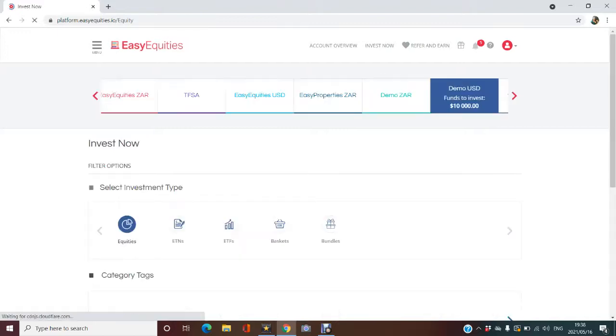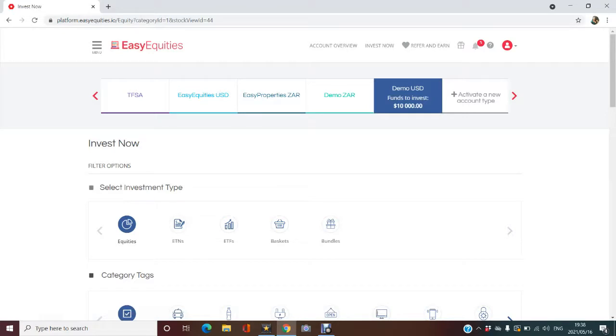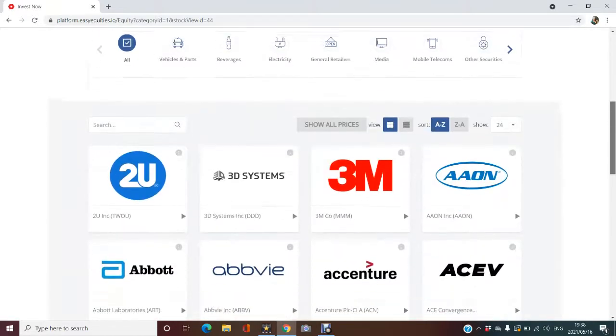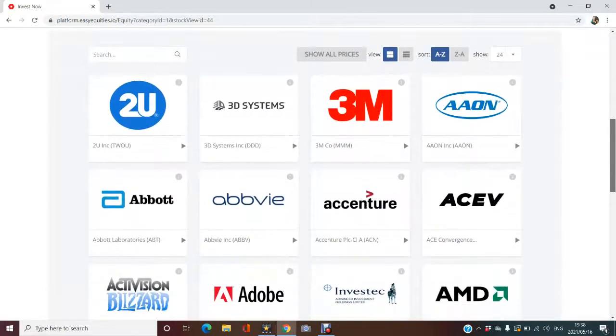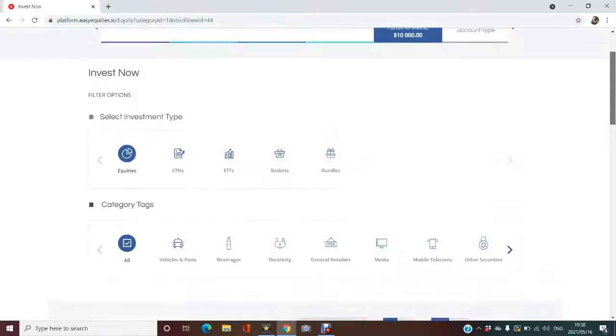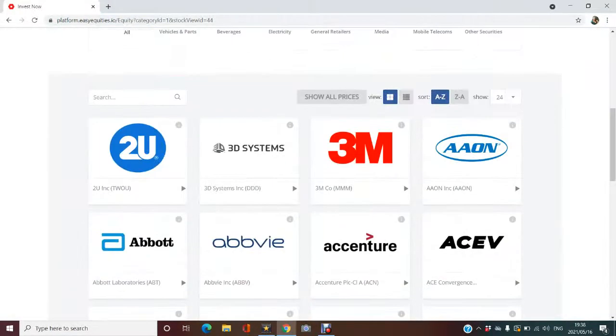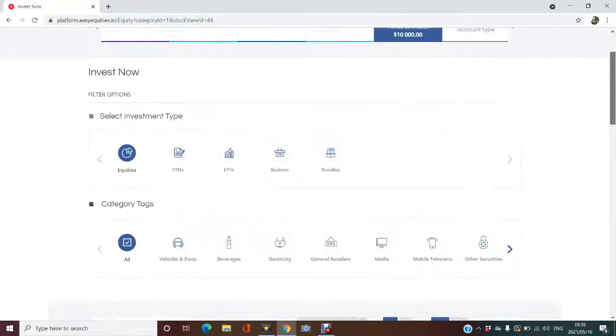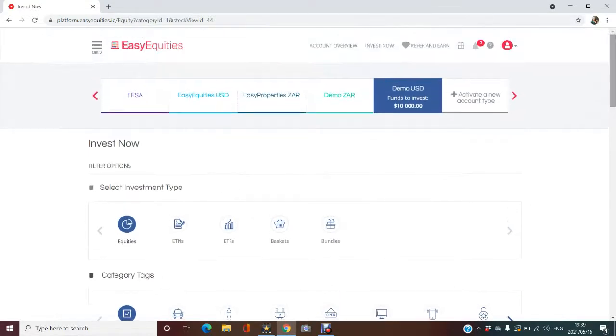And then there's also a demo USD account. They give you $10,000. You can also purchase shares from overseas, from the US, using the demo $10,000. A nice way of practicing, because when you're now investing your real money, you can't play.